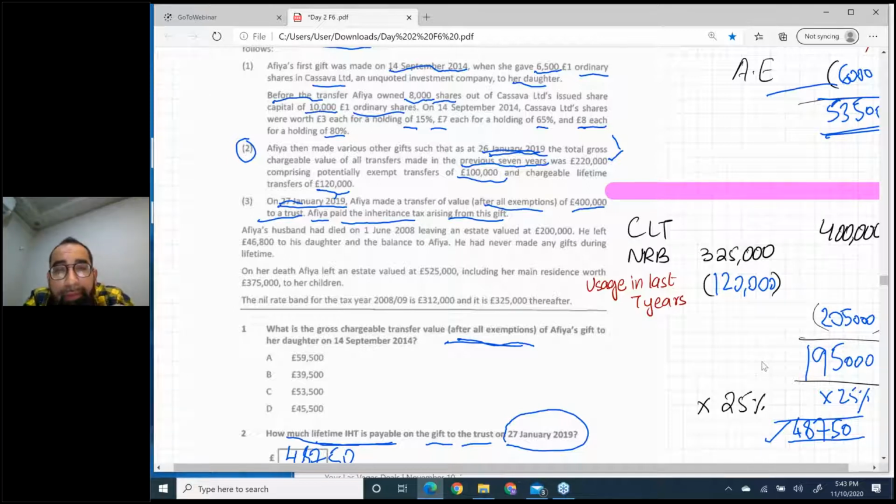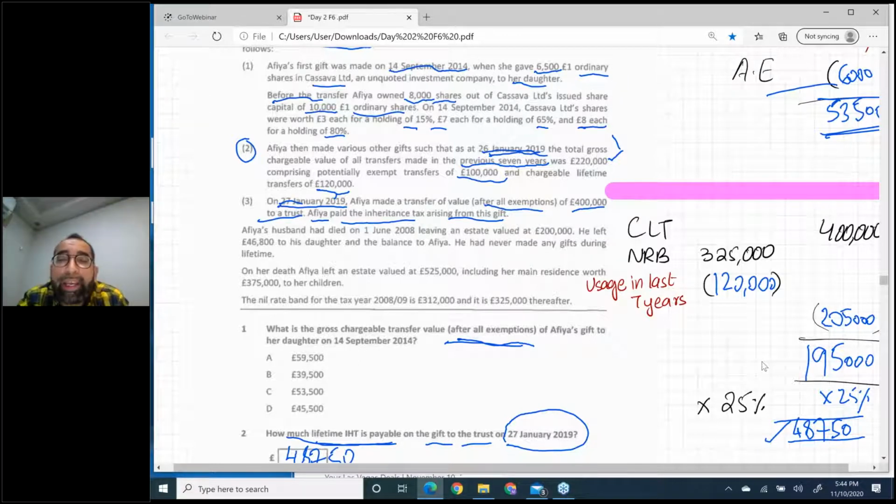So if the wife left any unused NRB at the time of death, then at the husband's death tax, we can use that unused NRB. But how? First step, you have to go 10 years back. Let us say wife or husband died 10 years back.